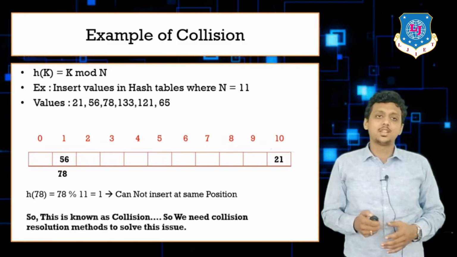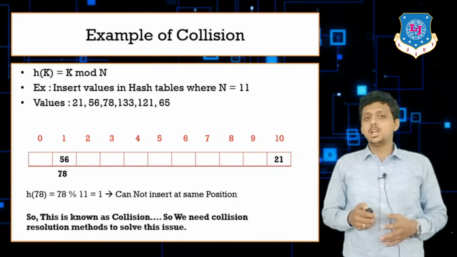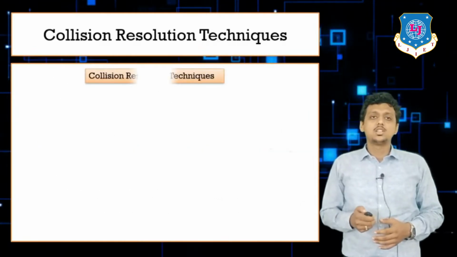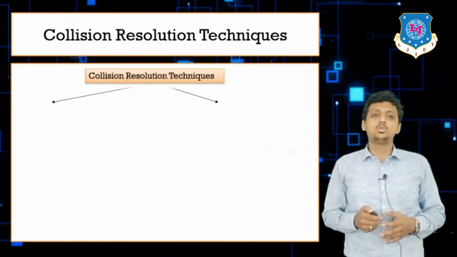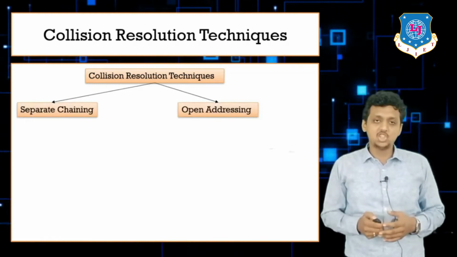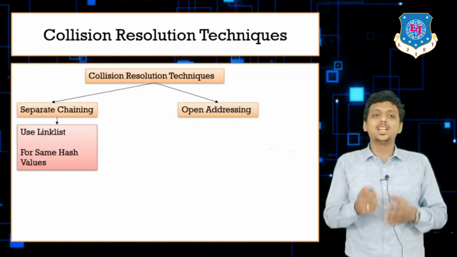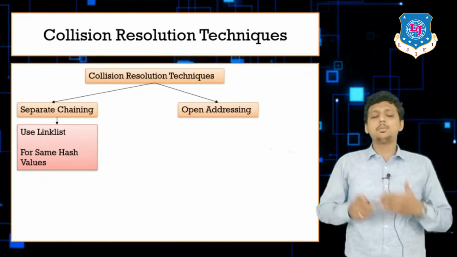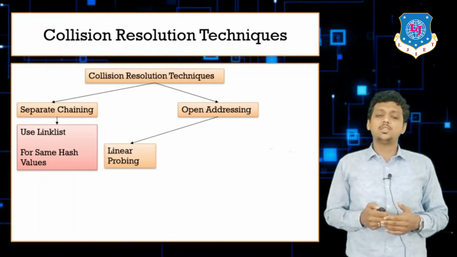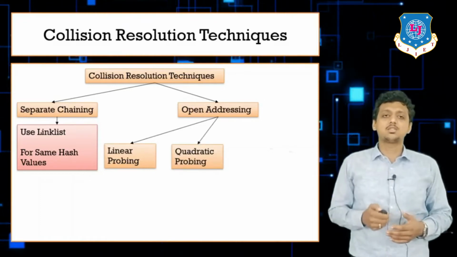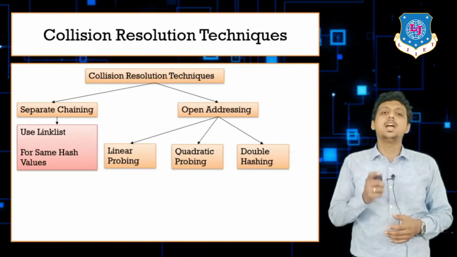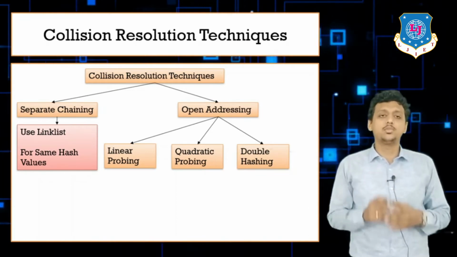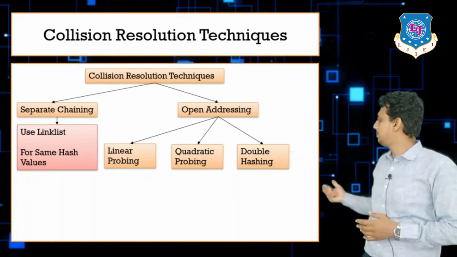Let's see. To remove this collision, we have some collision resolution techniques, which are further divided into two parts. The first method is separate chaining, where we are going to use a linked list for the same hash values. Then another method is open addressing, where the first method is linear probing, the second is quadratic probing, and the third one is double hashing. What you need to remember is how the methods work and the formulas of all three methods.